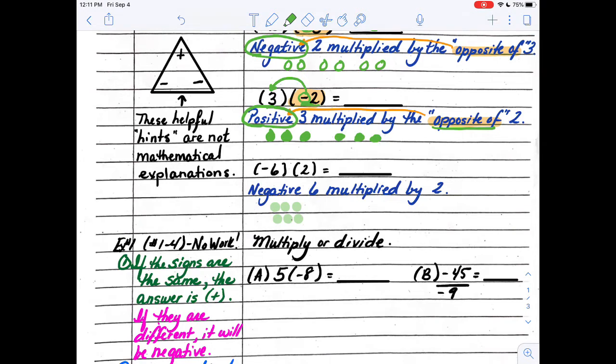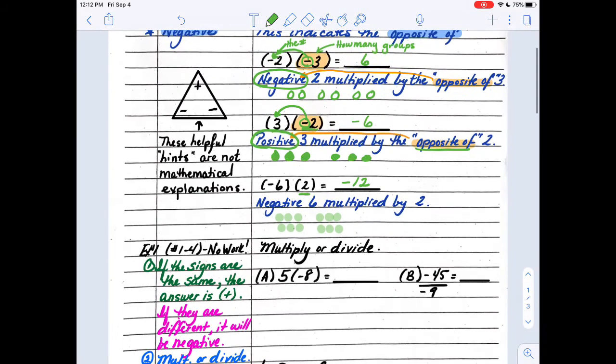On that third one here, -6 times 2, well, that is a -6, -6, but it does not have that negative in front of the 2. This is just a positive, so it's not turning it to the opposite. It stays negative, so I need 2 groups of that -6, which will give me -12, which I forgot to put my answer over here.